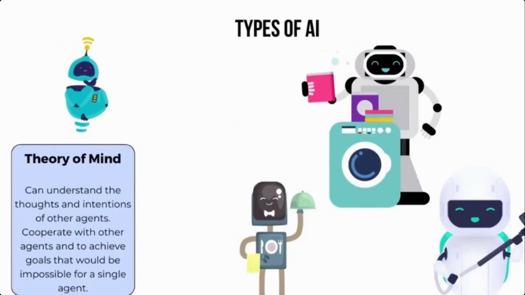One way that theory of mind AI could revolutionize the way we interact with machines is by creating robots that are able to provide companionship and support to people who are lonely or isolated, or through virtual assistants that are able to understand our needs and provide us with the information and assistance that we need.